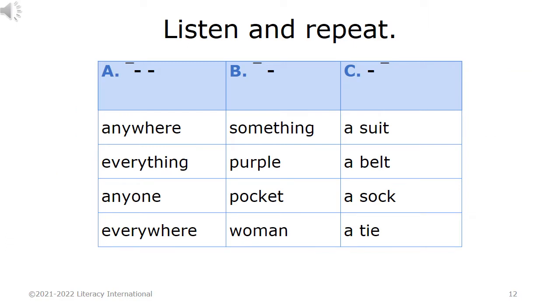Listen and repeat. A. Anywhere, everything, anyone, everywhere. B. Something, purple, pocket, woman. C. A suit, a belt, a sock, a tie.